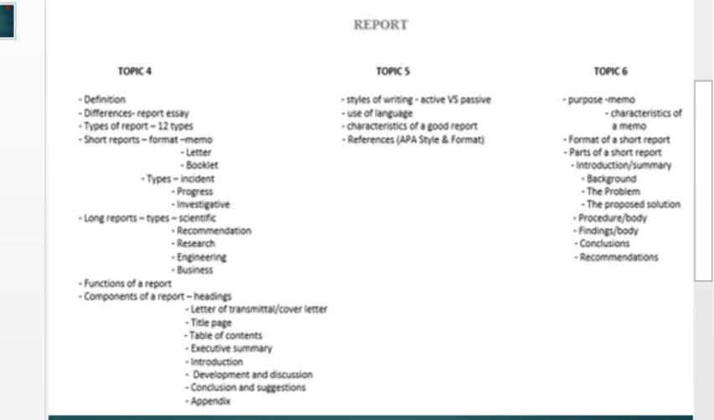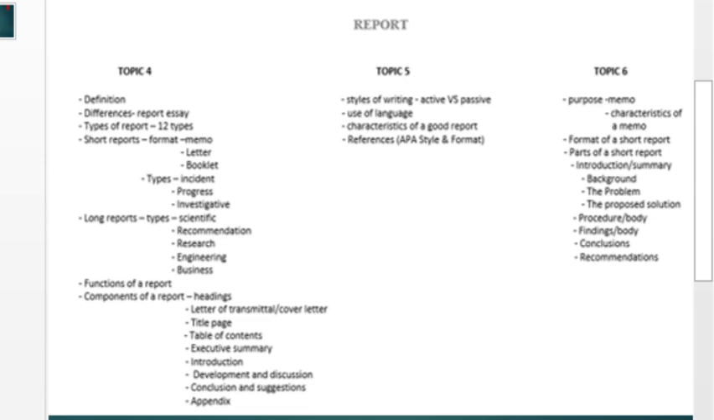Basically, these 3 topics talk about one thing, which is report. If there's a question that asks you to name 6 types of report, you will be looking at 12 types of report, so your answer should be half of this. It is impossible that we will ask you to write down all 12, or choose all 12.